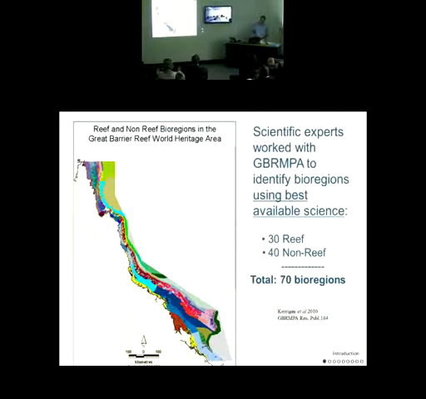The zoning plan was based, as I said, on a really important map of bioregions. This was the scientific underpinning of the rezoning. It was done to the best of our ability using the best available knowledge with the experts. It was developed by GBRMPA in that period, 1999 to 2000. We mapped 70 bioregions, and again, as I stressed, those were the basis upon which we did our rezoning.